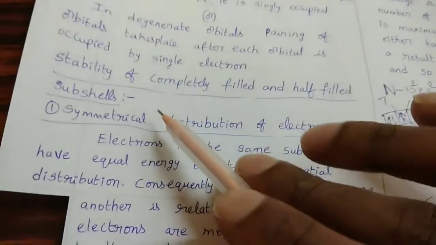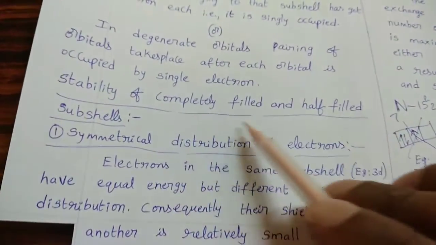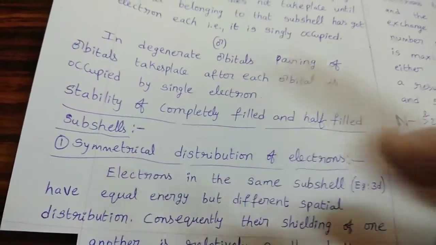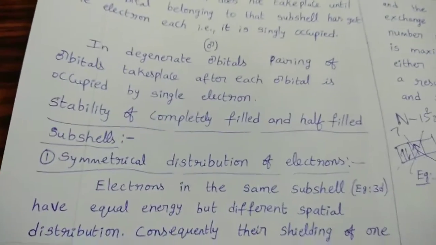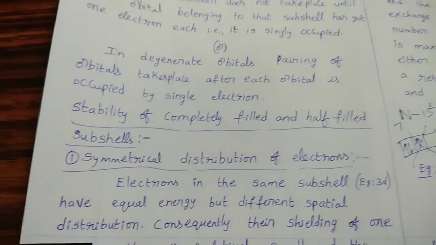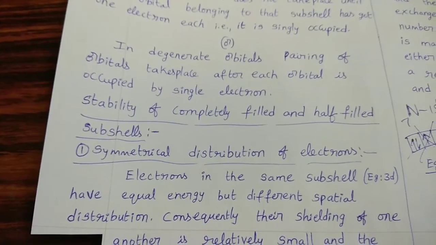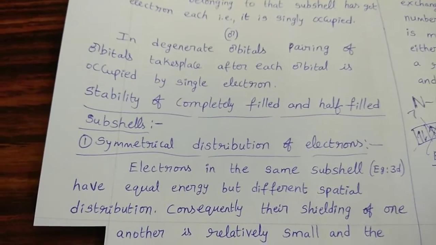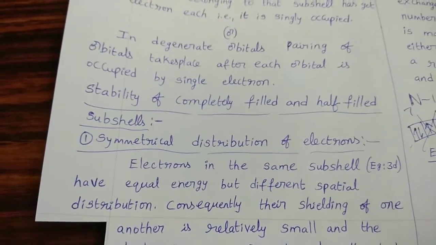Now see the last topic in this: stability of completely filled and half filled subshells. Completely filled subshells or half filled subshells, those elements have extra stability compared to other elements. What is the reason? Two reasons are there.